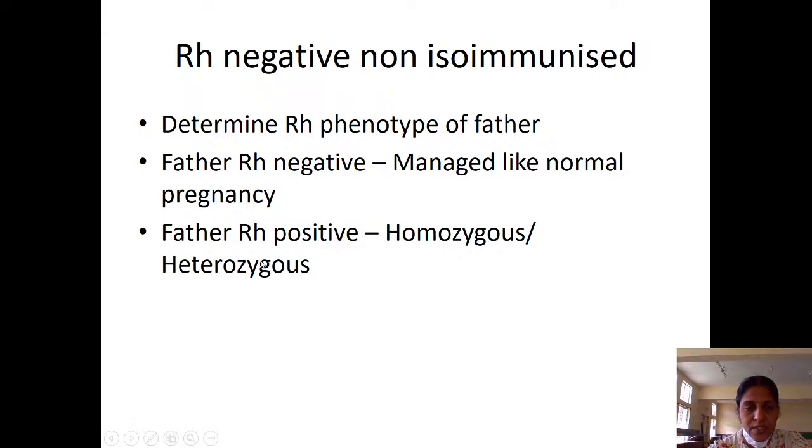If homozygous, then all babies will be affected. Then we can determine the baby's blood group by doing some prenatal test. We can take the cell-free DNA at around 9 weeks of pregnancy and determine the baby's blood group, because if the father is heterozygous, 50% of babies can be Rh negative. Necessarily no interventions are needed if the baby is Rh negative. That's why, if the father is Rh positive and heterozygous, it is important to determine the genotype of the baby.